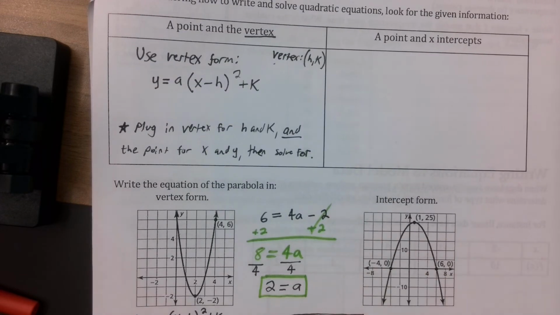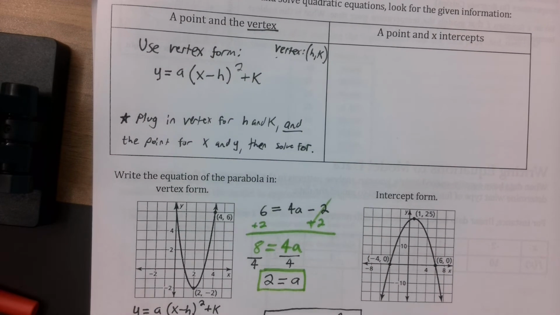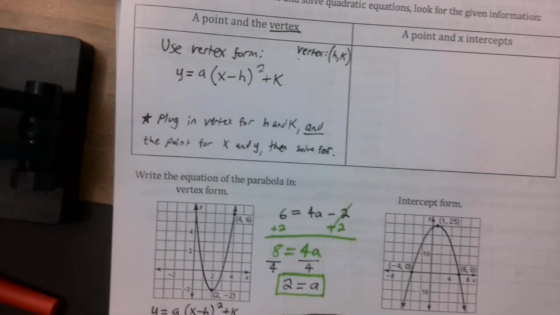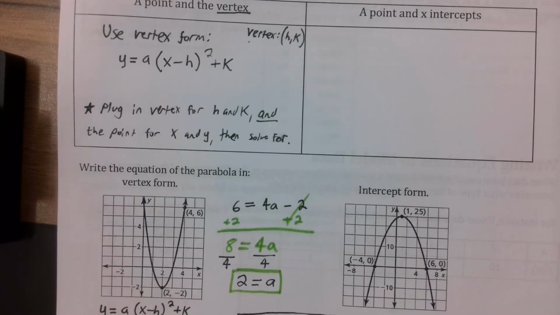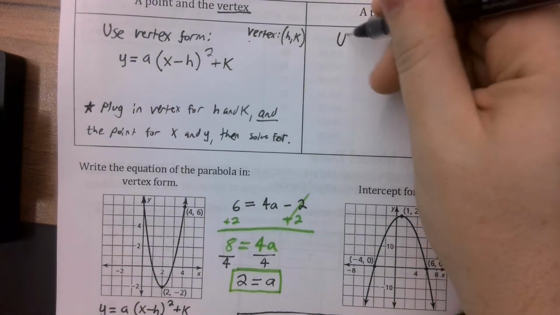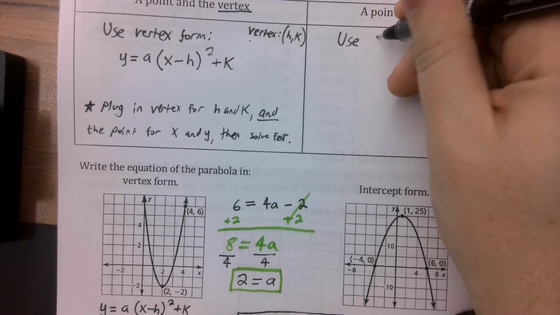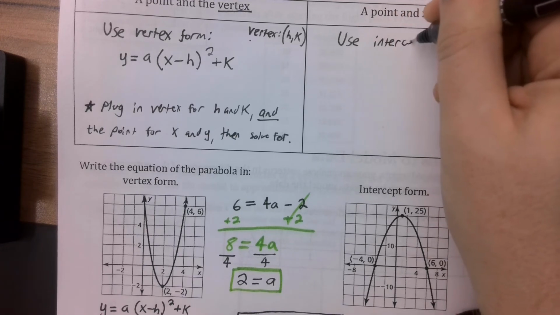Let's look up here. Do you think we can do something similar when we're given a point and some x-intercepts? Well, hang on a second. If we're given x-intercepts, what form would be most useful here? We should use intercept form.